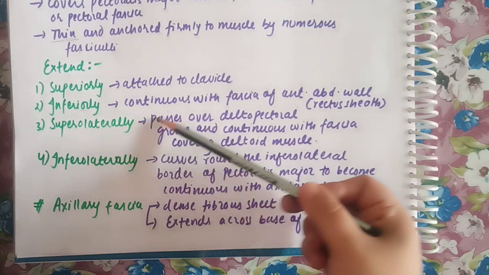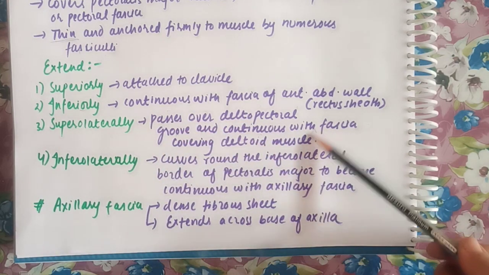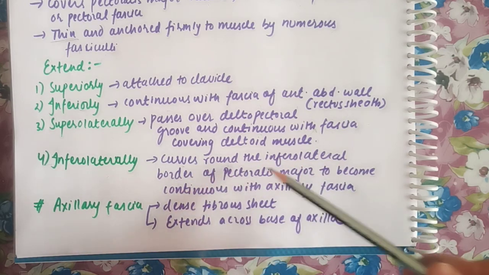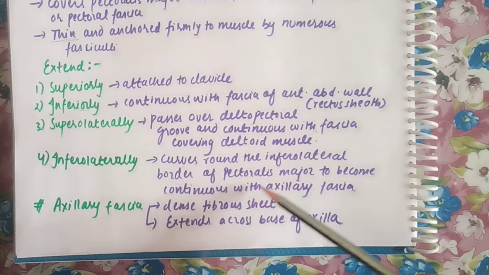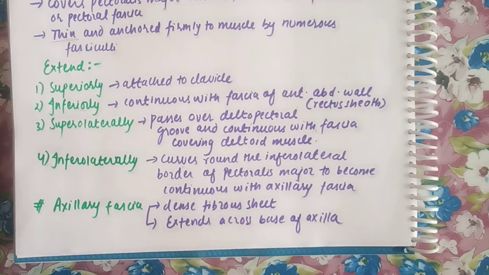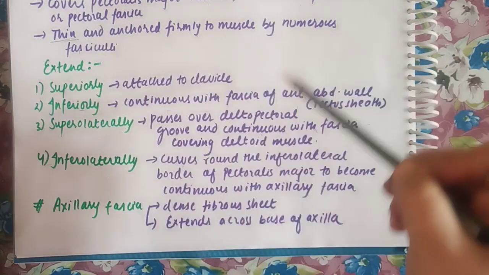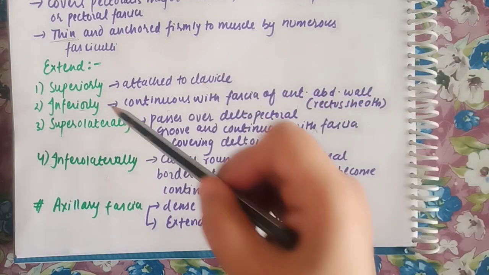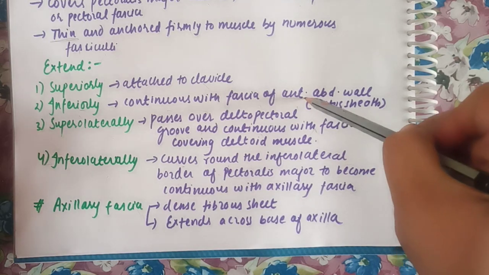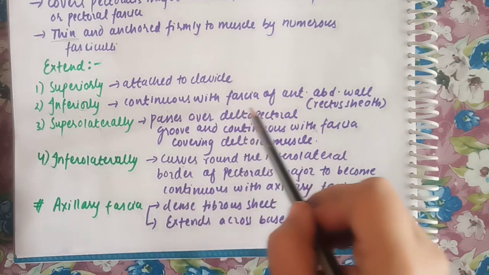Superolaterally it passes over the deltopectoral groove and continues with the fascia covering the deltoid muscle, and inferolaterally it curves around the inferolateral border of pectoralis major to become continuous with the axillary fascia. The axillary fascia is a dense fibrous sheet that extends across the base of the axilla. So in all this, it is saying that superiorly the deep fascia is attached to the clavicle, whereas inferiorly it is continuous with the fascia of the anterior abdominal wall. Superolaterally it passes to the deltopectoral groove.